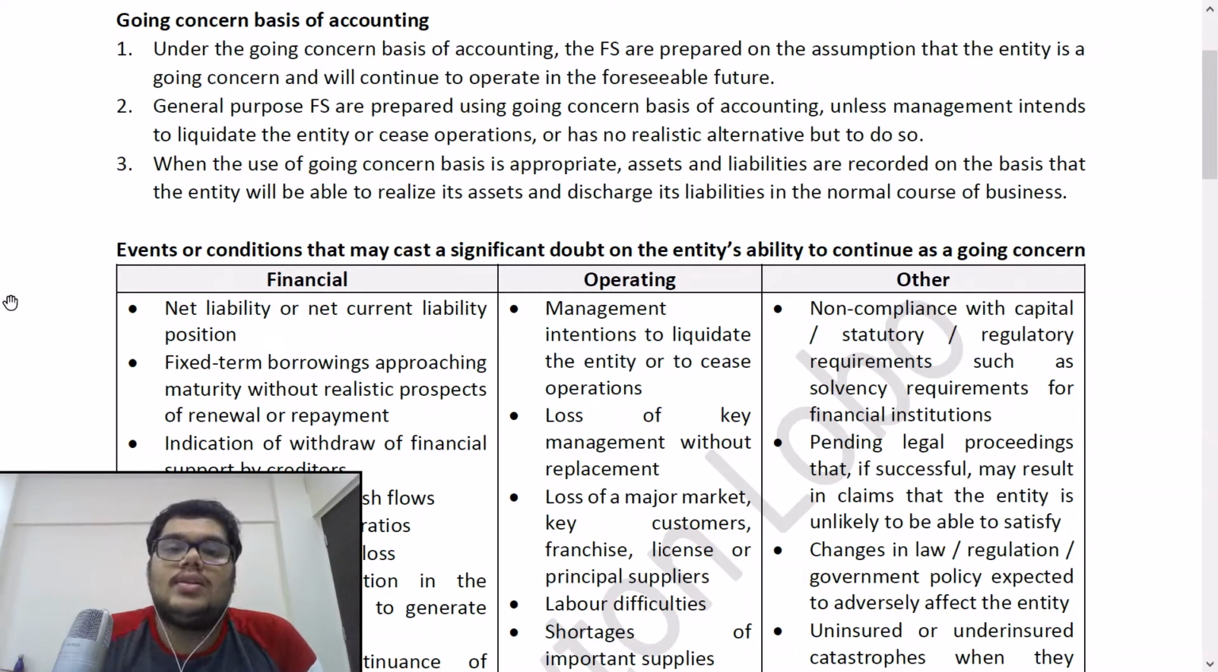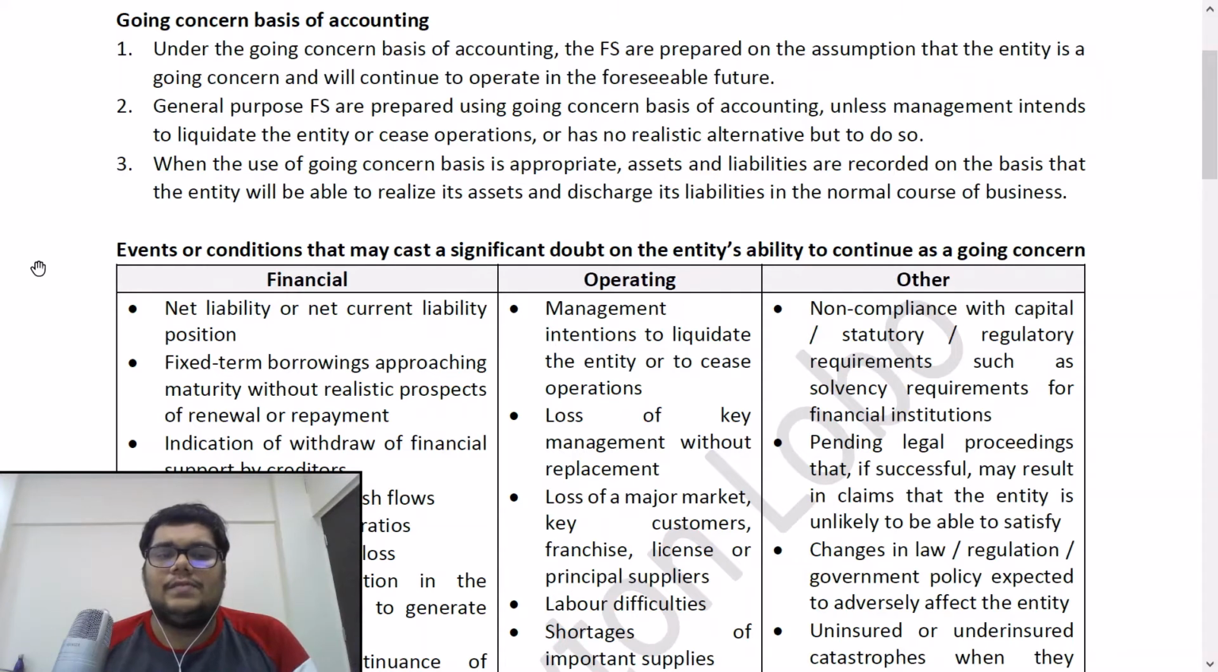Only when going concern is threatened, these two things may not happen appropriately. We may not have the money to pay off our liabilities. We may have to sell off our assets at prices lower than what they can fetch, lower than their fair value, because it may be a distress sale. So this is what happens when the going concern basis is inappropriate.